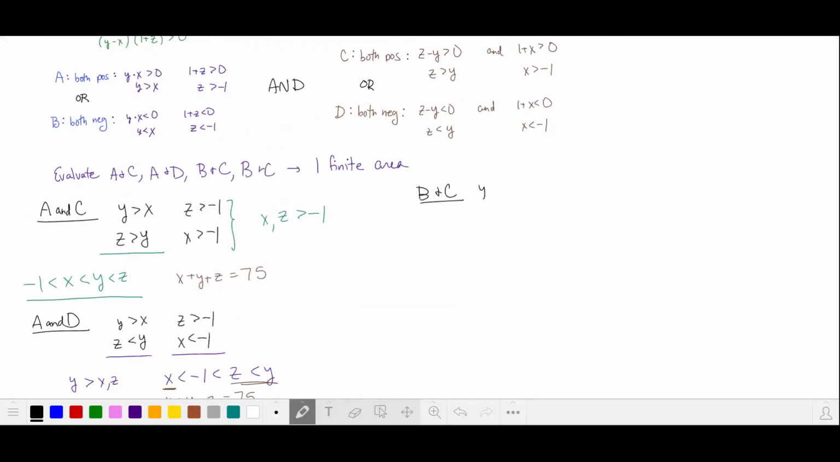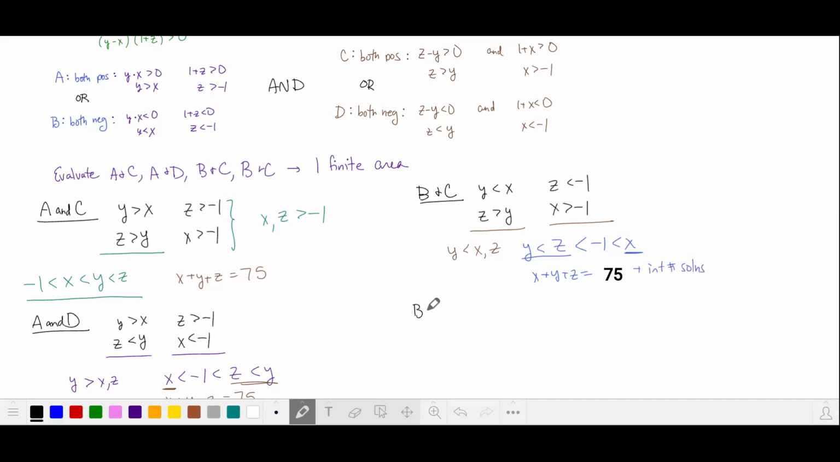From B, we have y is less than x, and z is less than -1. And from C, we have z is greater than y, and x is greater than -1. From these two, we have y is less than both x and z. From these two, we have that x is greater than -1, z is less than -1, and y is less than both of them. Again, the sum of these three has to be 75. We can pick any negative values for y and z, and then find a positive value for x that will balance them. So again, an infinite number of solutions here.